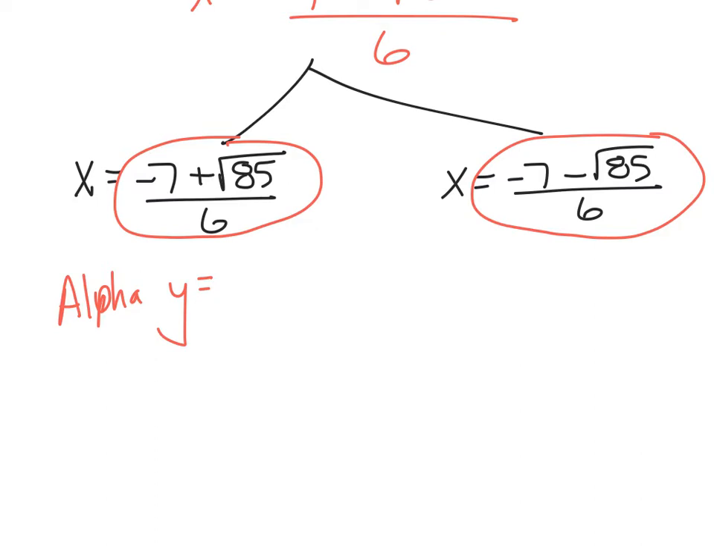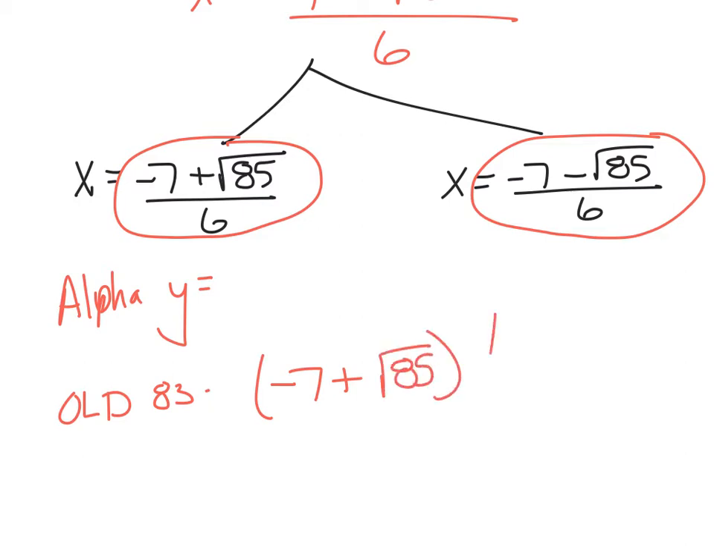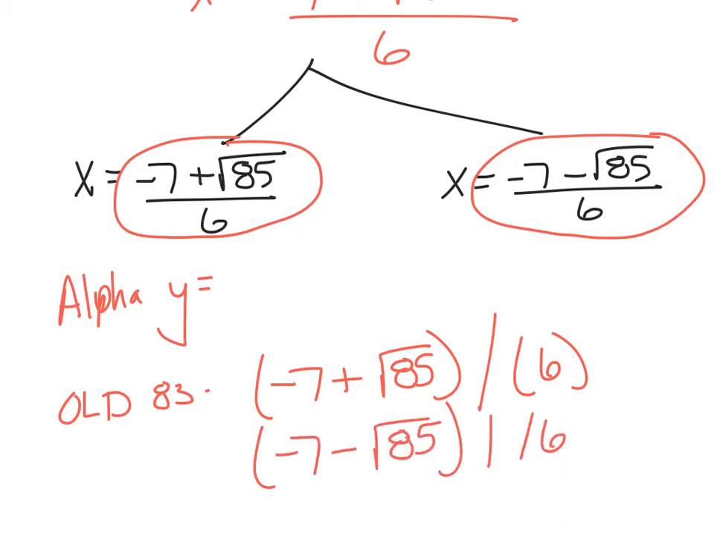Now, my friends with the old TI-83, you do not have this nice feature. You have to be very, very careful how you type this in. So if you have the old 83, I'm talking to you right now, jot this down. Your numerator has to be in parentheses, so you type in negative 7 plus radical 85, close the parenthesis, divided by the denominator in parentheses. Then you'll need to do the same with the other one: negative 7 minus radical 85, numerator in parentheses, divided by the denominator in parentheses. And type that in.